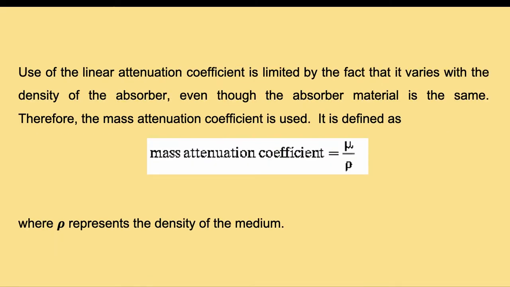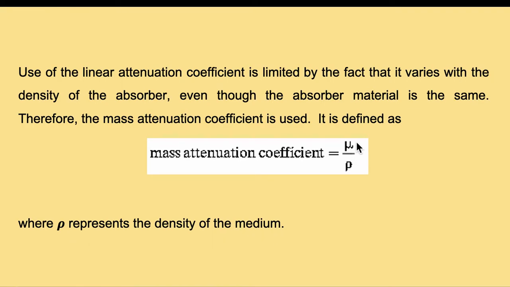Use of the linear attenuation coefficient is limited by the fact that it varies with the density of the absorber, even though the absorber material is the same. Therefore, the mass attenuation coefficient is used. We will explain this concept as mu by rho, the mass attenuation coefficient, where rho represents the density of the medium.